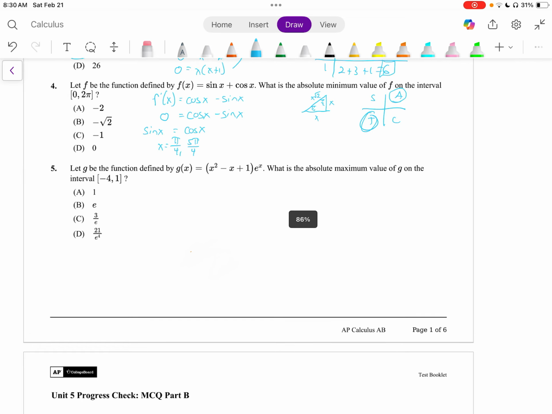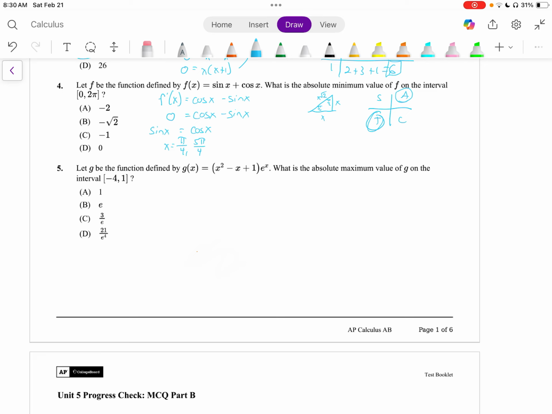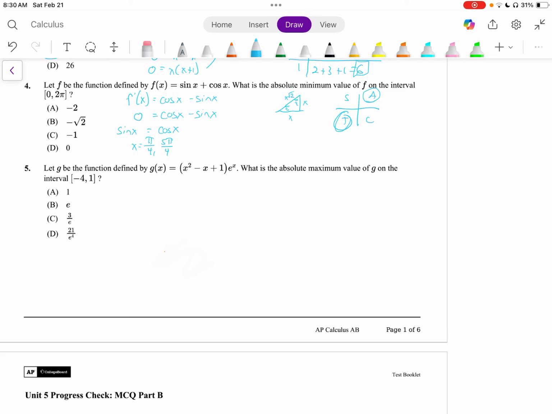All right, well, we can now use the candidates test to figure this out. I'm going to erase some of my work here so we can have room for this. So we want to plug in our endpoint, so 0. We want to plug in pi over 4. We want to plug in 5 pi over 4. And we want to plug in 2 pi.